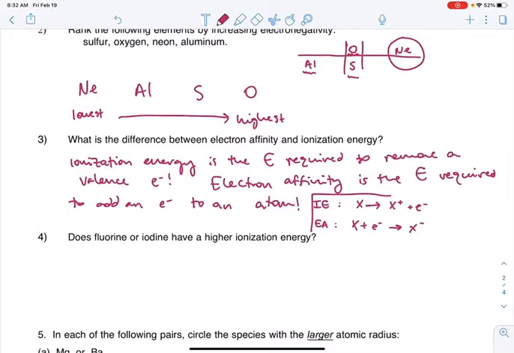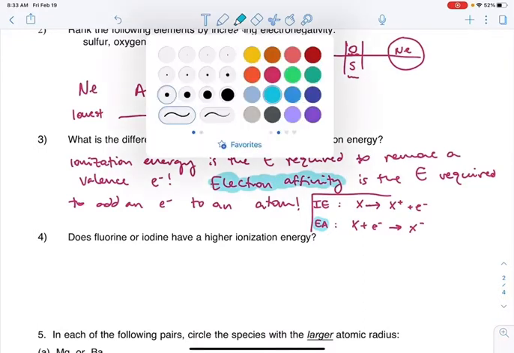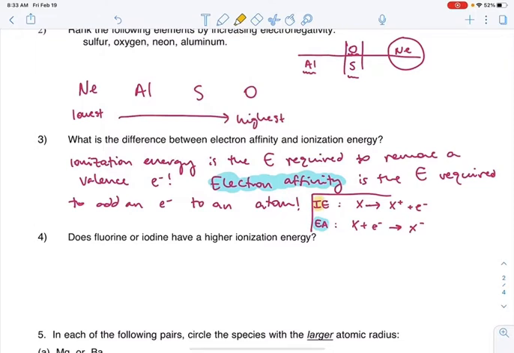Now we have one more electron than we do protons. So just so you don't forget, EA is electron affinity and IE is ionization energy. Those are the shorthands I use for those.